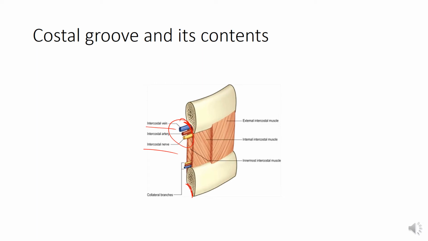Between each rib and the one below are the intercostal muscles, which are essential for breathing. So you can see here external intercostal muscles, internal intercostal muscles, and innermost intercostal muscles. They are lying between the two ribs and they are essential for the breathing movements.